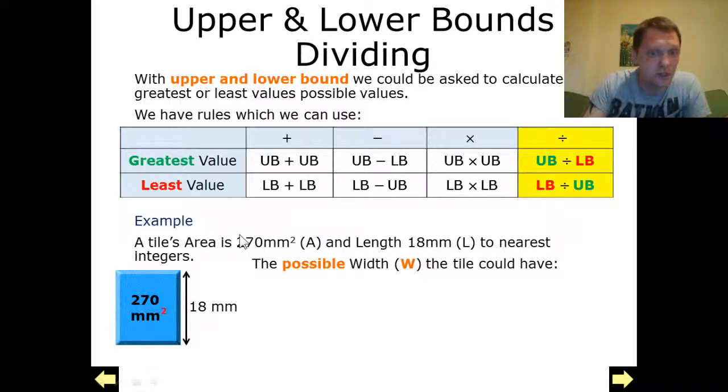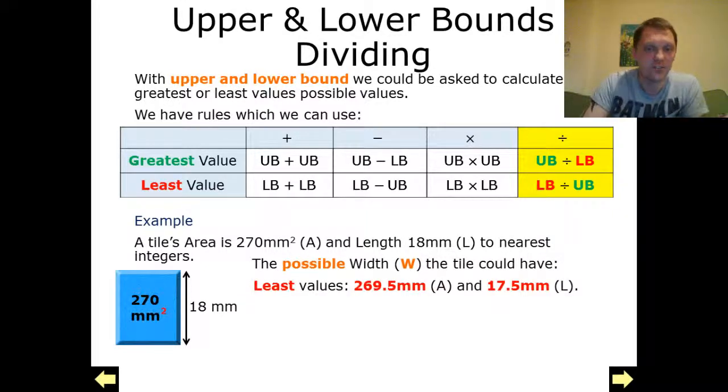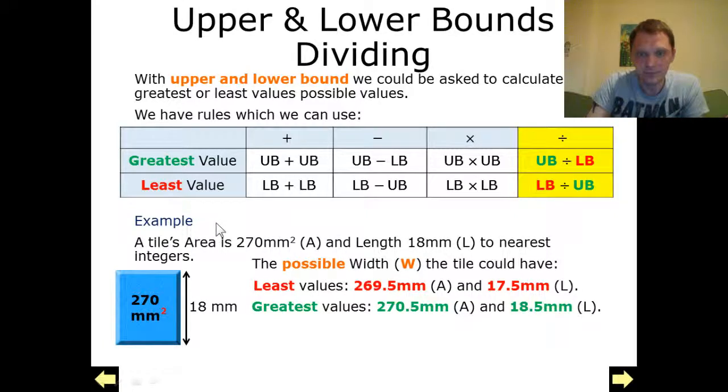So for our example here, we've got a tile with an area of 270 millimeters squared, which is our area, and we've also got a length of 18 millimeters for the length above, to the nearest integers. So possible widths that we could have for this tile. For the least values, we've got 269.5 millimeters squared, and we've got 17.5 millimeters for our length. For our greatest values, we've got 270.5 millimeters squared, and we've got 18.5 millimeters for our length.